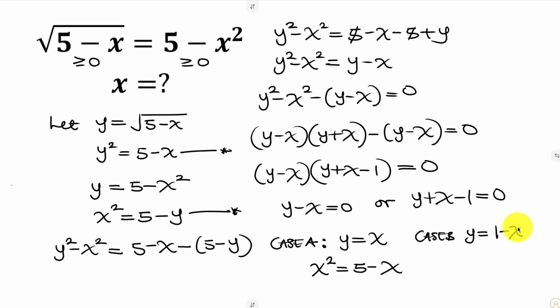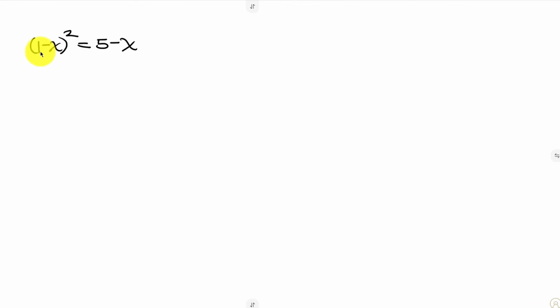This is y squared, so I'll substitute 1 minus x for y, which is 1 minus x, that is y, squared. This is equal to 5 minus x. So I'm going to be writing 5 minus x. Very good. Now let's expand the bracket. So we have 1 minus 2x and then plus x squared. Very good. And this is equal to 5 minus x.